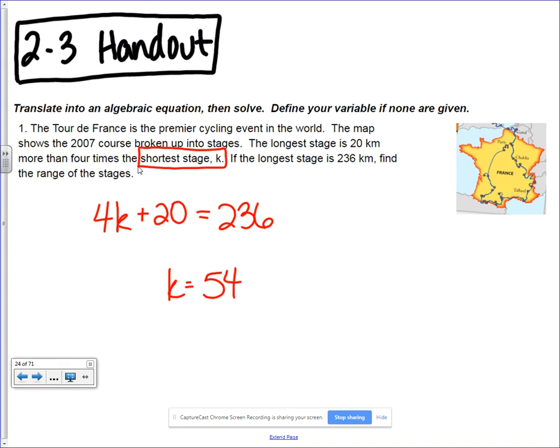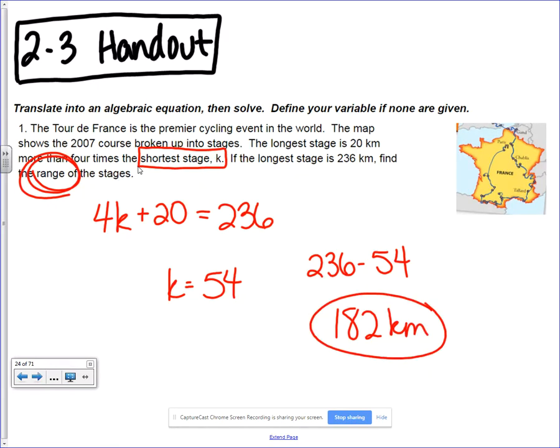I get that k is 54, but they don't ask you how long the shortest stage is. They ask for the range. Range is the longest minus the shortest, or the biggest minus the smallest. So if I take the longest and subtract the smallest, that will give me a range of 182 kilometers. So notice here you had to solve an equation, then you had to go back and answer the question.